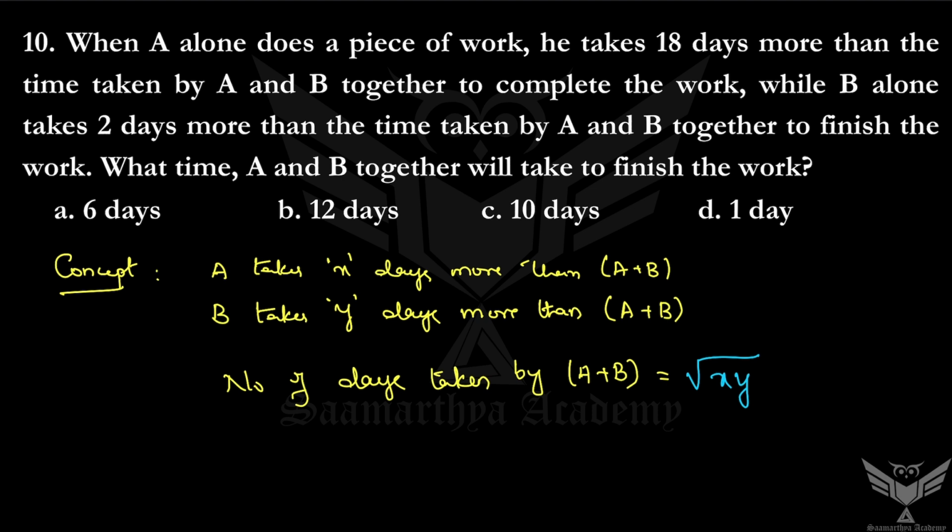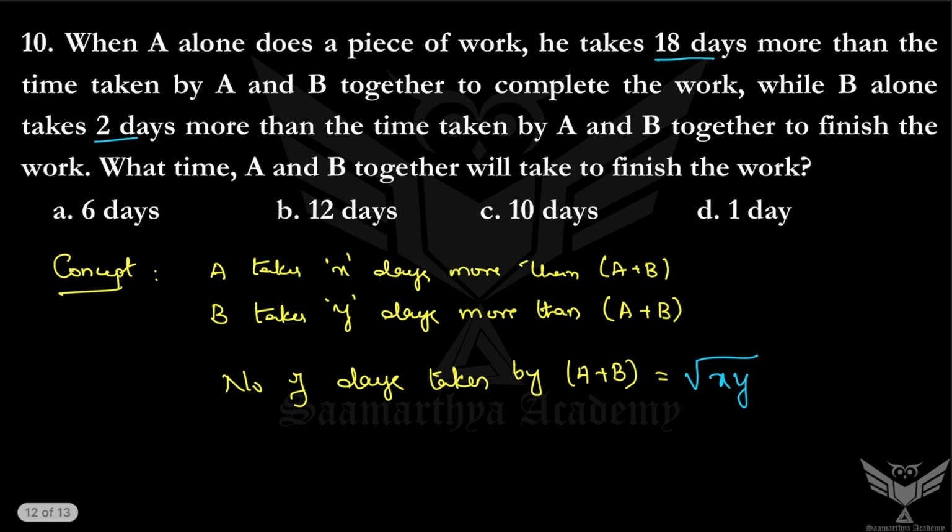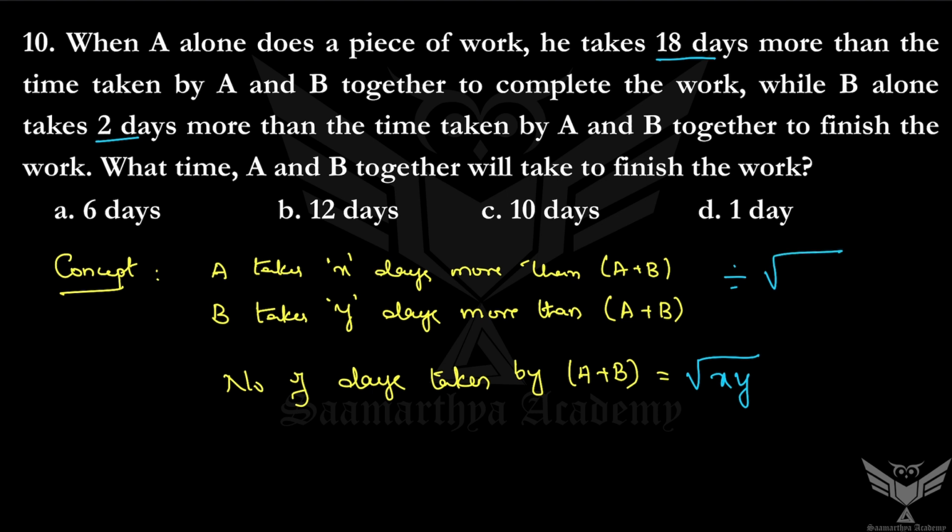So what is the value of x here? 18. Y is 2. So it is under root 18 into 2 is under root 36. Clearly the answer is 6. That is option A.